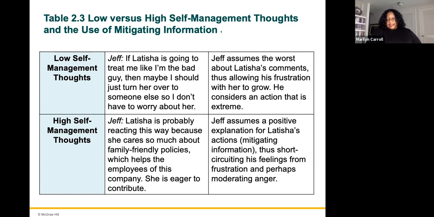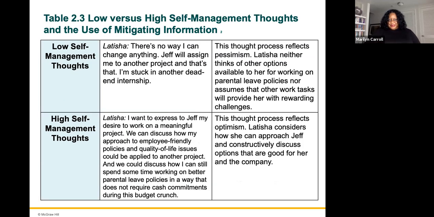Whereas high self-management thoughts, check this out. "Letitia is probably reacting this way because she cares so much about family-friendly policies, which help the employees of this company. She is eager to contribute." Now, Jeff assumes a positive explanation for Letitia's actions, mitigating information, thus short-circuiting his feelings from frustration and perhaps moderating anger.